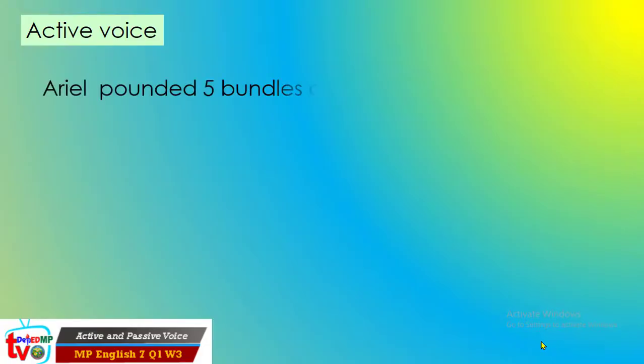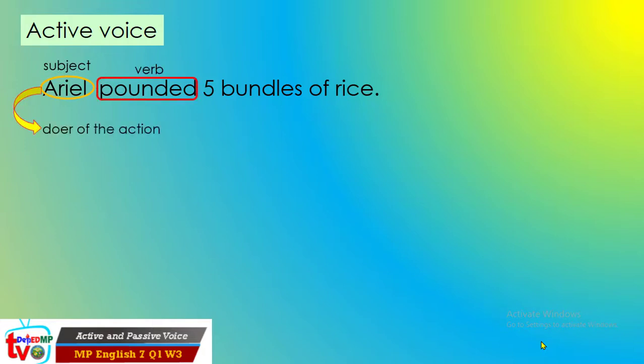Active voice: Ariel pounded 5 bundles of rice. The subject of the sentence is Ariel. The verb is pounded. Ariel, which is the subject of the sentence, is the doer of the action.